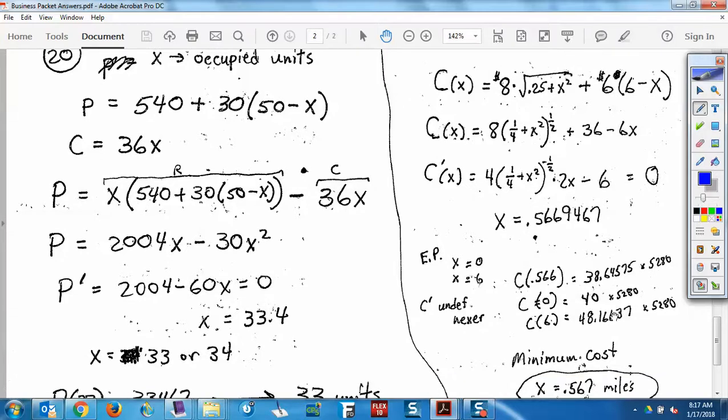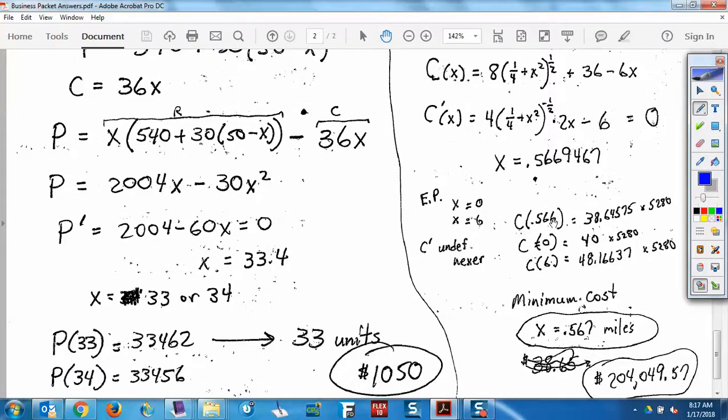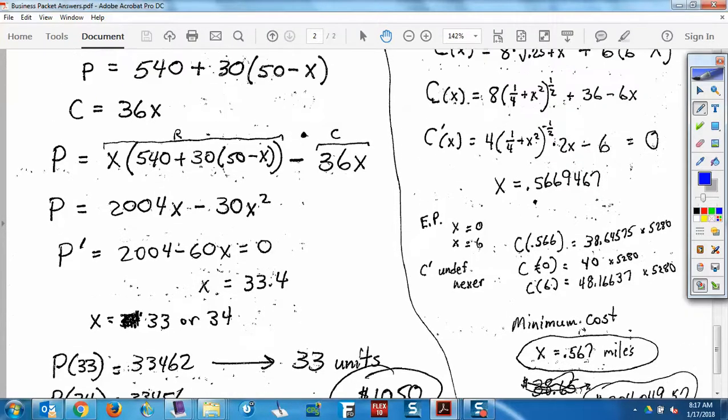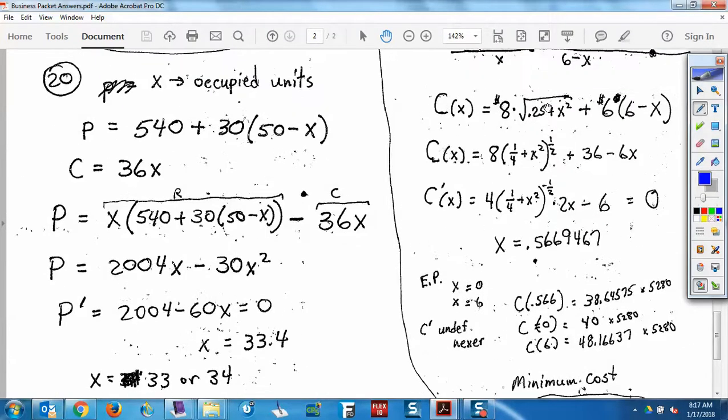Here are the different versions. So it looks like the minimum cost was going to be right there. And then you were supposed to plug that back in, I think, and get the cost. So make sure you answer the question. Okay?